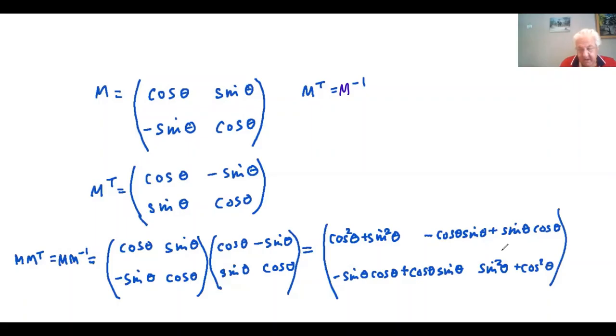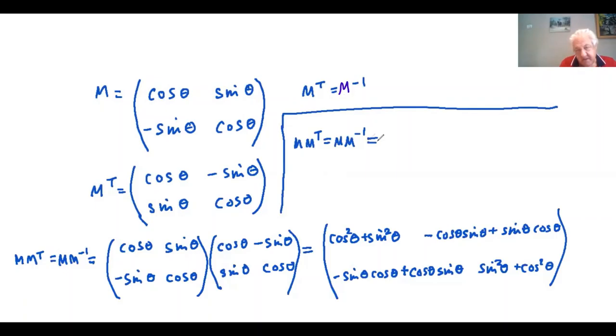These cancel to get 0. I'll have to write this, let me box this off. So let me write my results up here. M transpose equals M inverse, and we can see from here that I get 1, 0, 0, 1, which is equal to the unit matrix. Okay, that finishes that example.